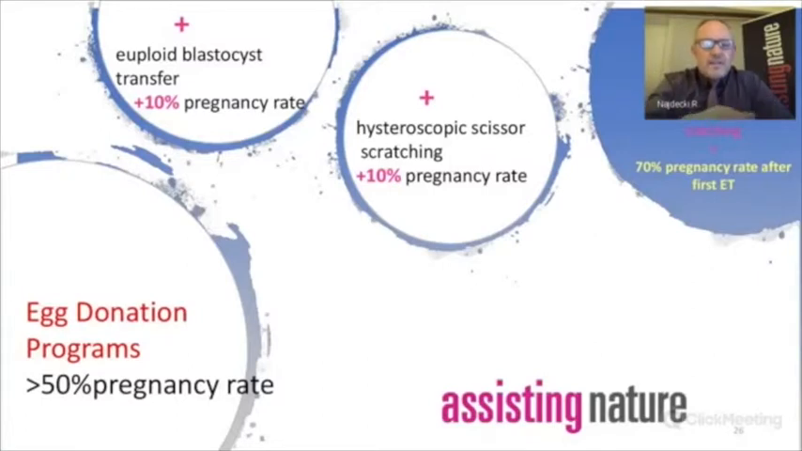As we see here, the normal egg donation programs have over 50% pregnancy rate, but adding the euploid blastocyst transfer, we achieve about 10% more pregnancy rate. And adding hysteroscopy scratching, we achieve another 10% in pregnancy rate. Then we are talking about a 70% pregnancy rate after the first embryo transfer. This is very significant, and it's not a cumulative pregnancy rate. It's a pregnancy rate by first ET.